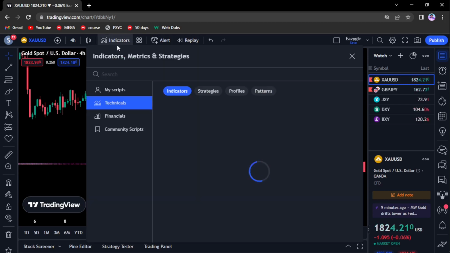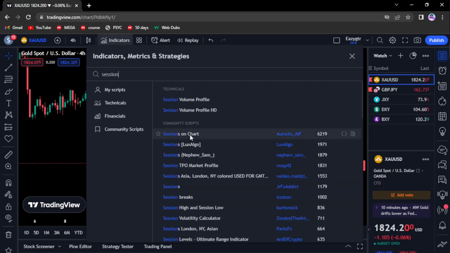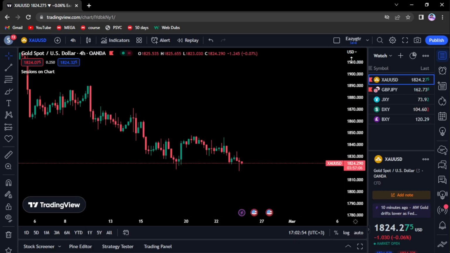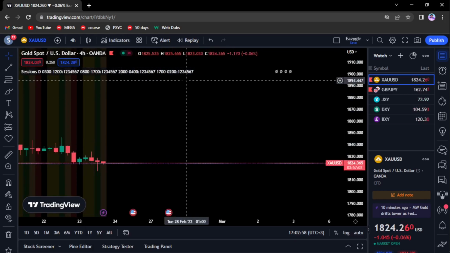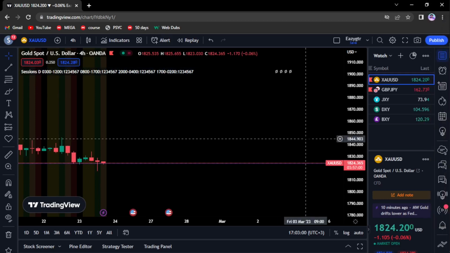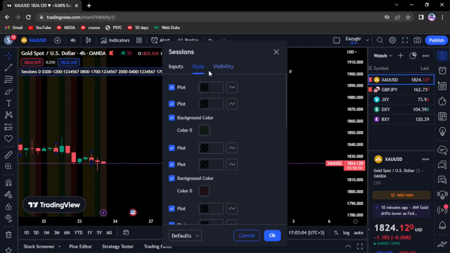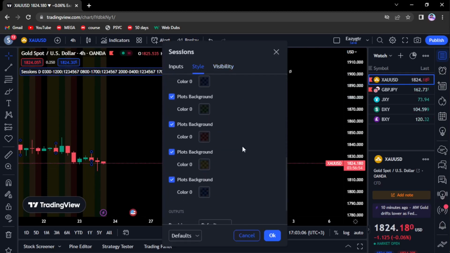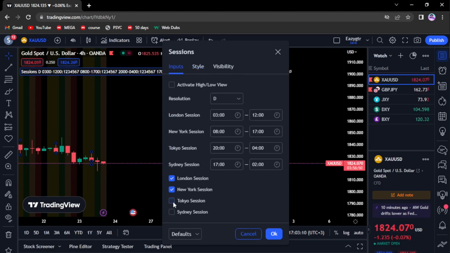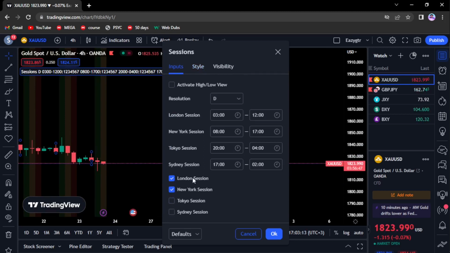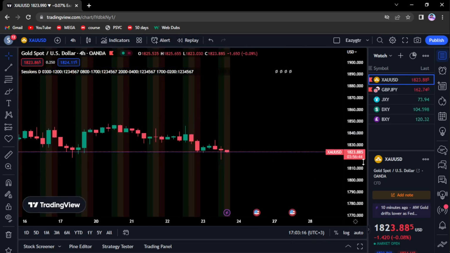There's an indicator that helps me plot out sessions on chart. Okay, so here we have our sessions on the chart. Let me edit this a little bit. You can copy my settings if you find them appealing. I don't need the Tokyo session, I only need the London and New York session. Okay, so here's what I do.